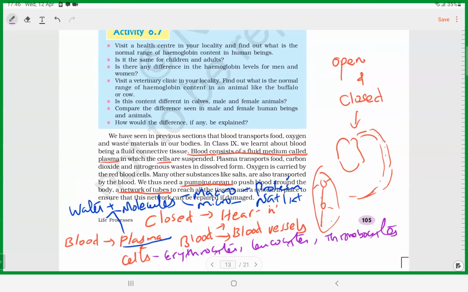Very good. In the sense, other types of tissue will contain cells which are called what? Have you heard about this term?